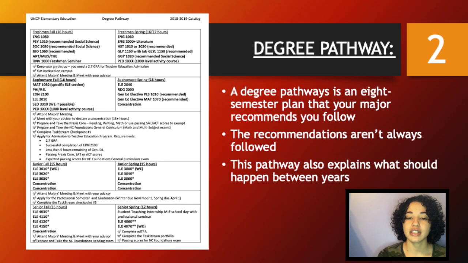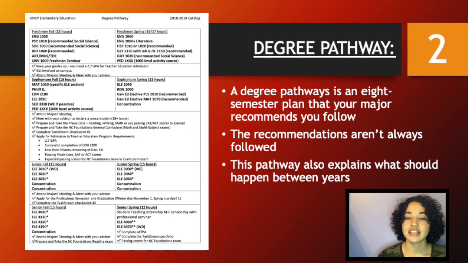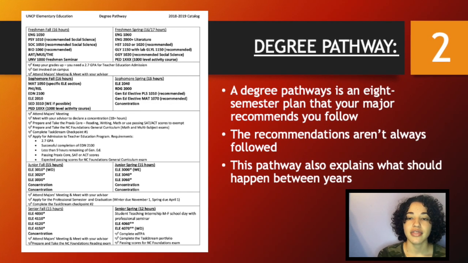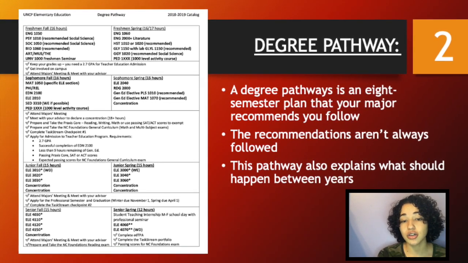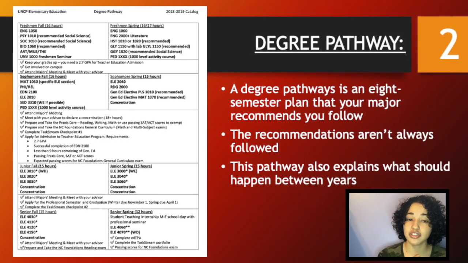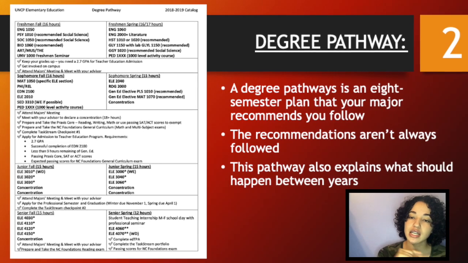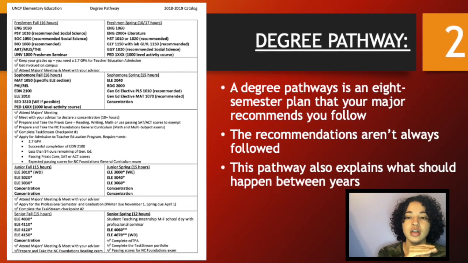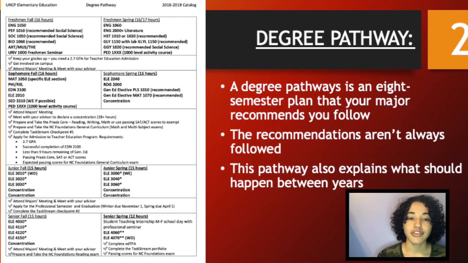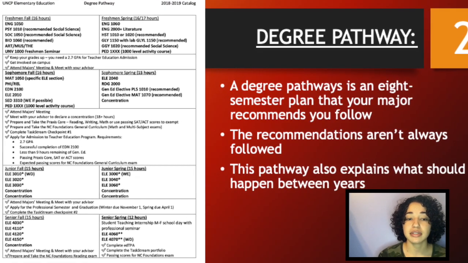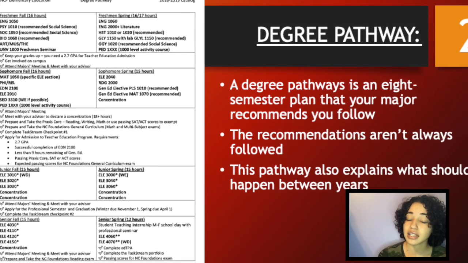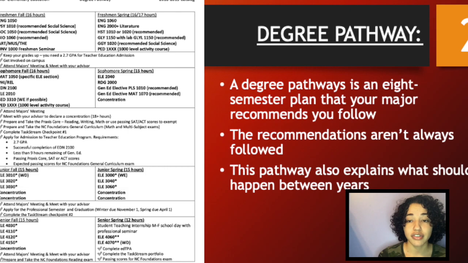So some of the paperwork that we talked about before is your degree pathway. It's an 8-semester plan that your major recommends you follow, but you don't need to follow it exactly. For the School of Education elementary majors, they gave us one with things between each level, so freshman, sophomore, junior, that we need to complete. For example, your sophomore year, you need to declare your concentration, complete your Praxis, and make sure you finish TaskStream checkpoint 1.